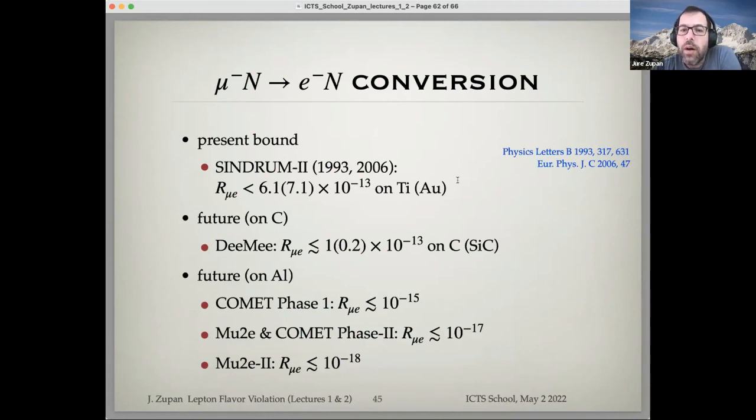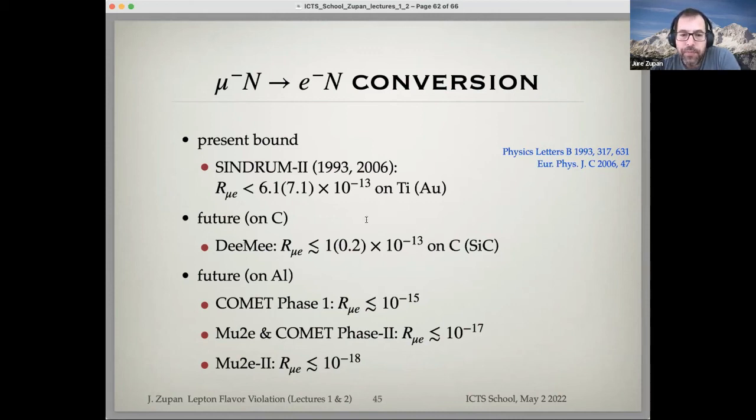Okay. So what are the present bounds? SINDRUM made two measurements. In 93 it was the transitions on titanium, and in 2006 on gold. They're at the 10 to the minus 12 level, so 7 times 10 to the minus 13. There's a sort of imminent future, which is a transition on carbon. That's the DeeMe experiment in Japan.